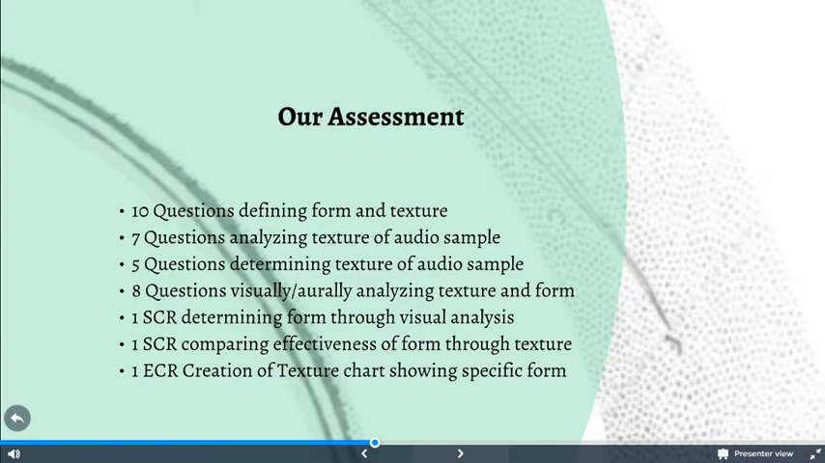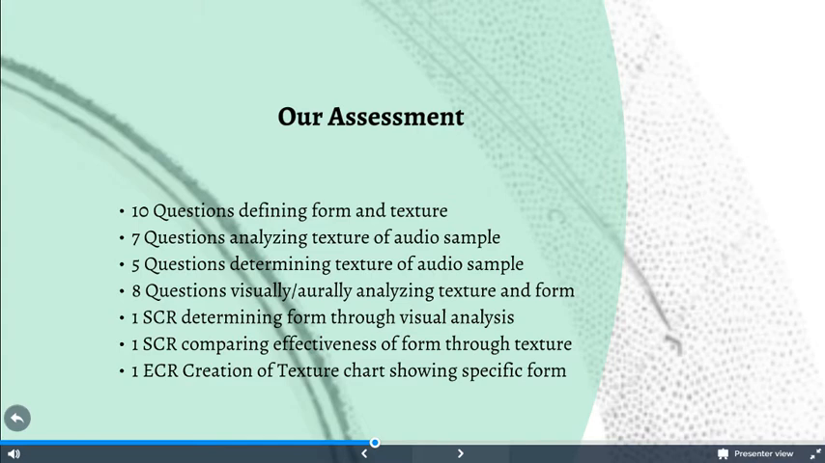And then in terms of our constructed response questions, we had one short constructed response that we asked students to determine the form through visual analysis. So we had a texture chart there, and students had to write in the different labels for whether it was the A section, the B section, the C section, based on what instrumentation they were able to see.